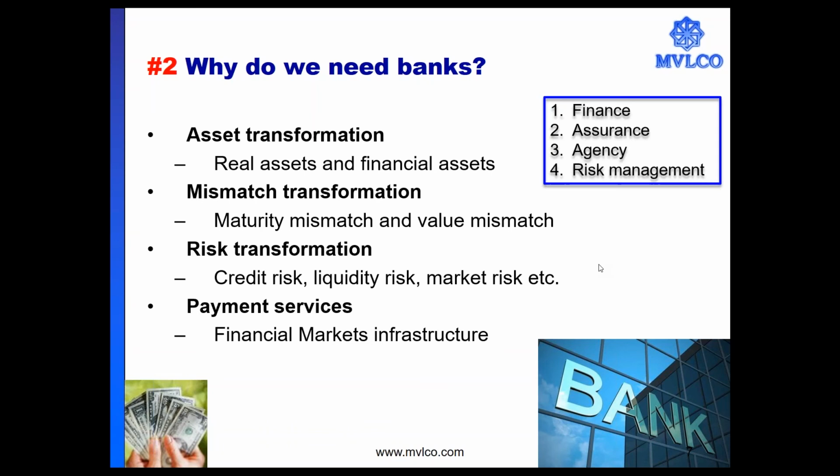So we have 4 types of services: finance, assurance, agency, and risk management. And why we need banks is asset transformation, mismatch transformation, risk transformation, and payment services. And the mismatch transformation and risk transformation is what I'm going to discuss on the next slide. Now before we go to the next slide, do you have any questions for me on this particular slide?